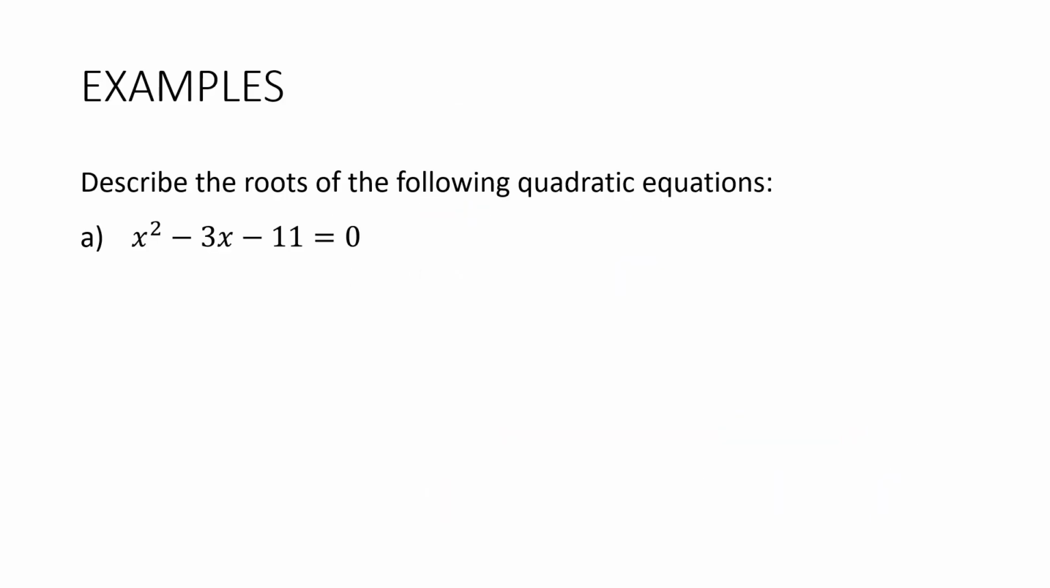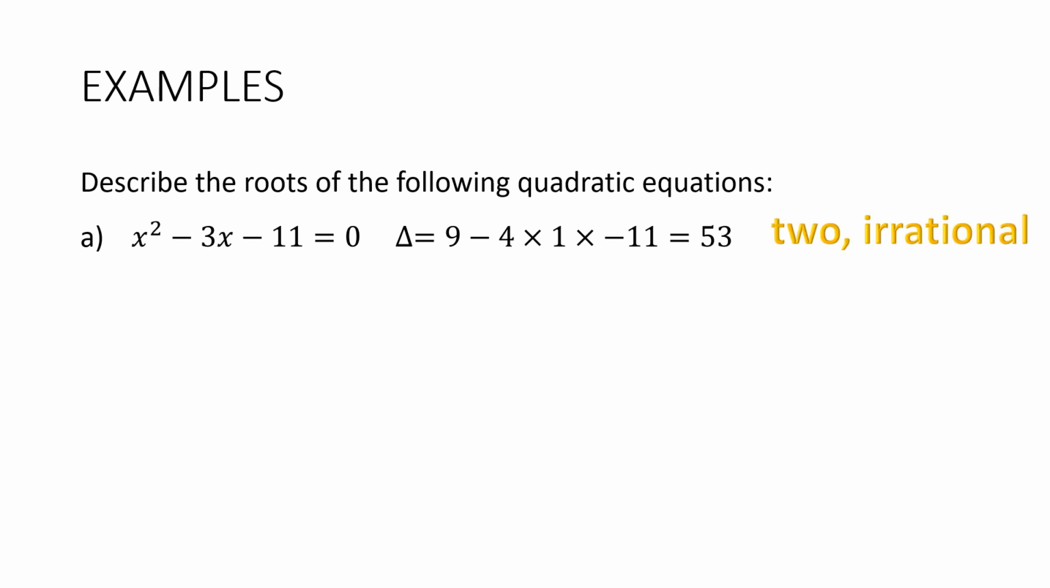Let's finish off with these examples. Describe the roots of the following quadratic equations. So working out the discriminant, we end up with 53. So there's two real roots. But 53 is not a perfect square, so the answers will involve surds. They're going to be irrational roots.